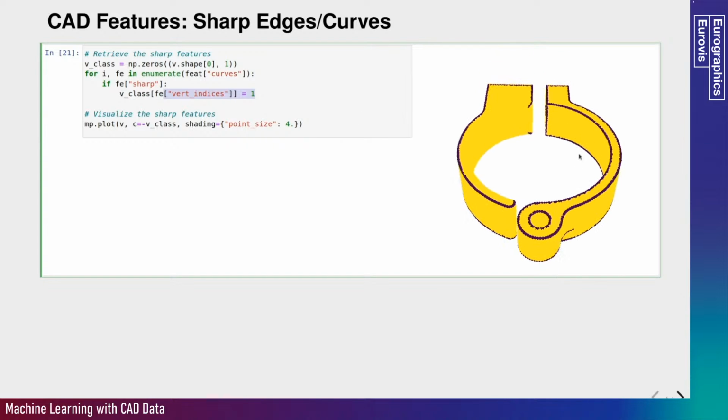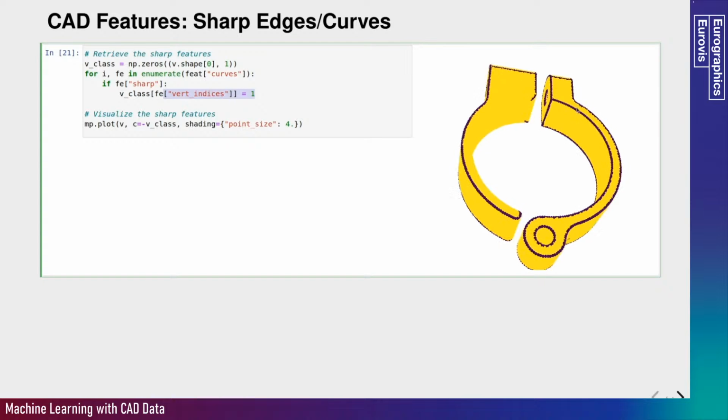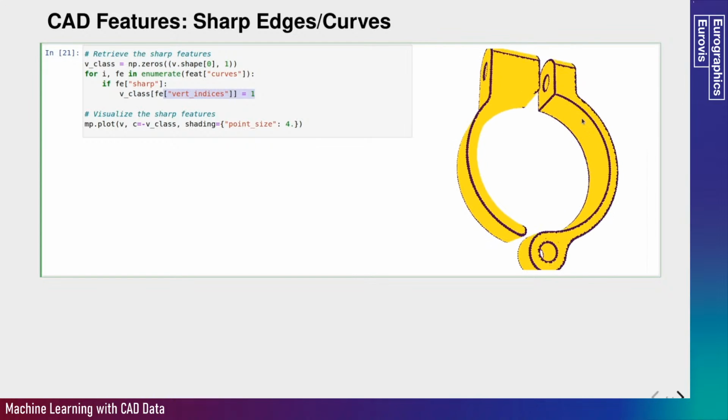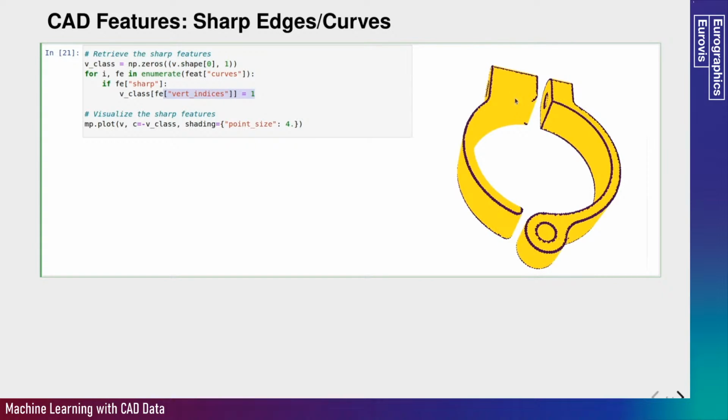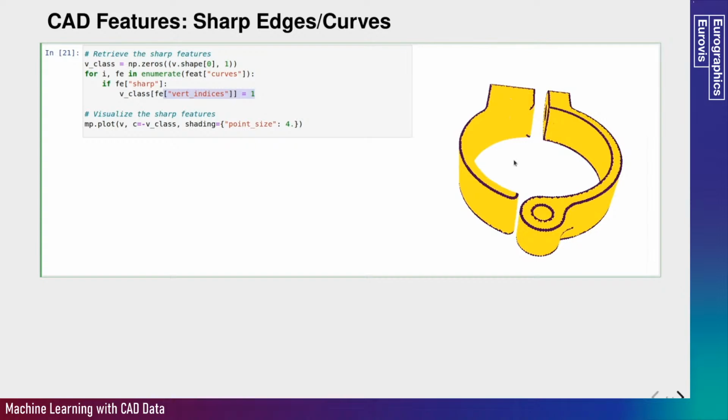And if we visualize this, we see that all vertices on the sharp features, sharp curves, sharp edges, carry the class 1, whereas all other vertices on round edges, for example, or on surface patches, belong to class 0.